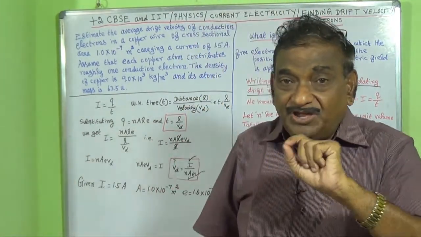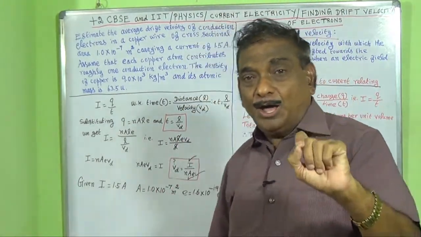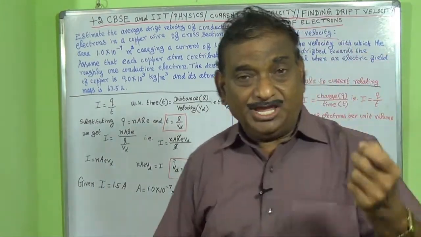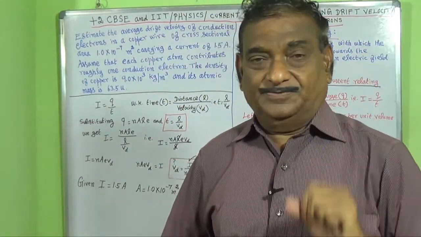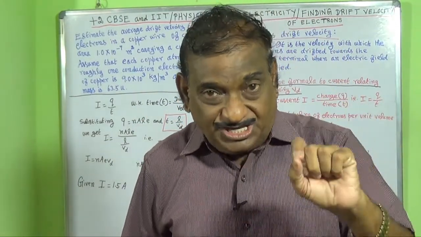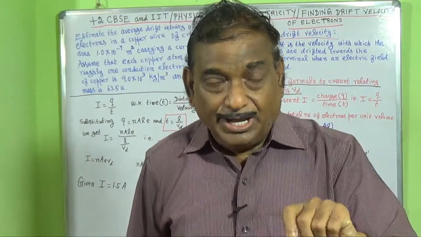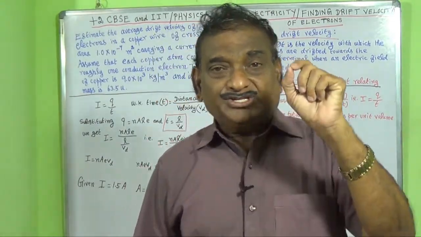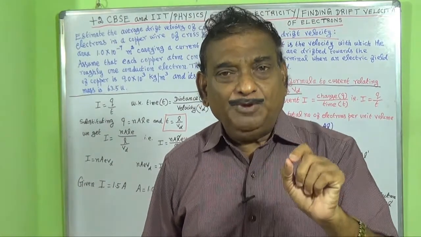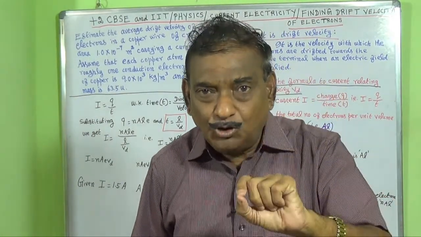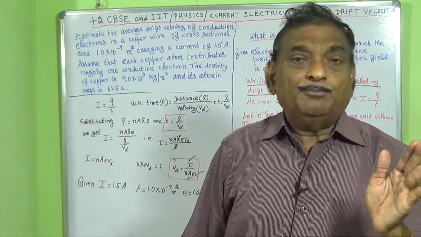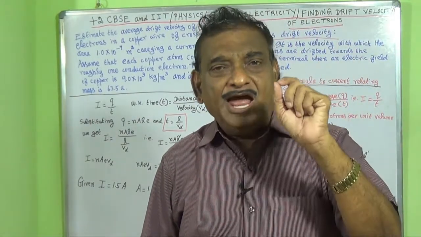I can straight away write the formula for drift velocity and substitute the data given and get the result. But I am not doing so. The reason is, at this juncture, if we know the history of getting this formula, it will be most meaningful. Not only most meaningful to the students, but also it will be understandable.